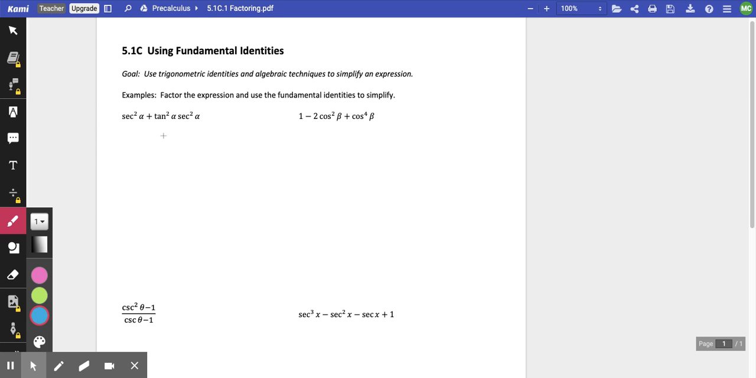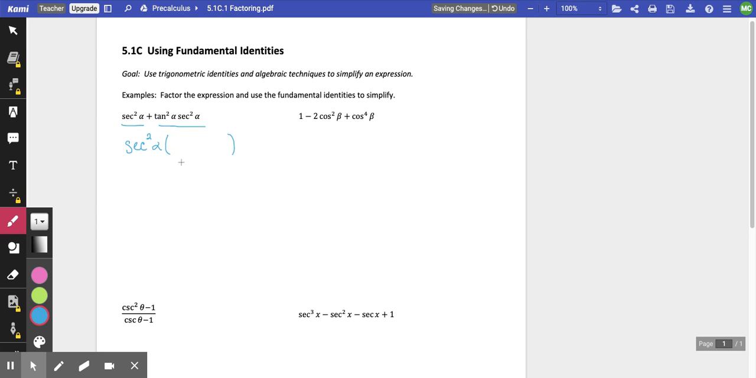So here we go. Our first technique is to use factoring. So we're going to try factoring the expression. For my first expression here, if you recall, the first thing you're always supposed to check for when you're factoring is a greatest common factor. So I see that there are two terms here. There's a secant squared alpha and a tangent squared alpha secant squared alpha. And those two terms have a secant squared alpha in common. So I'm going to take out a secant squared alpha as a common factor.